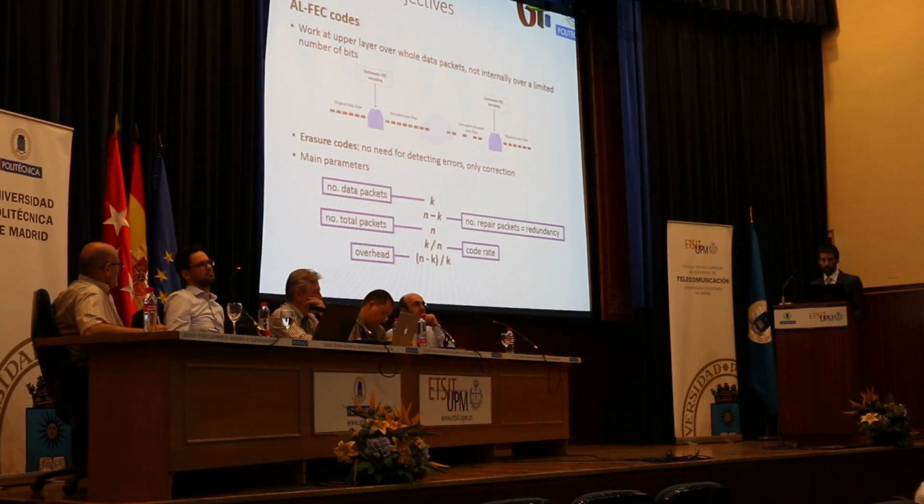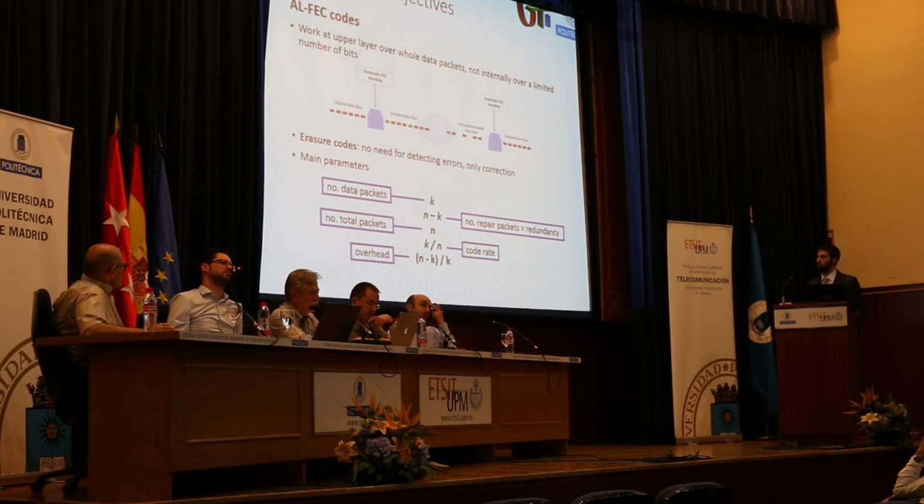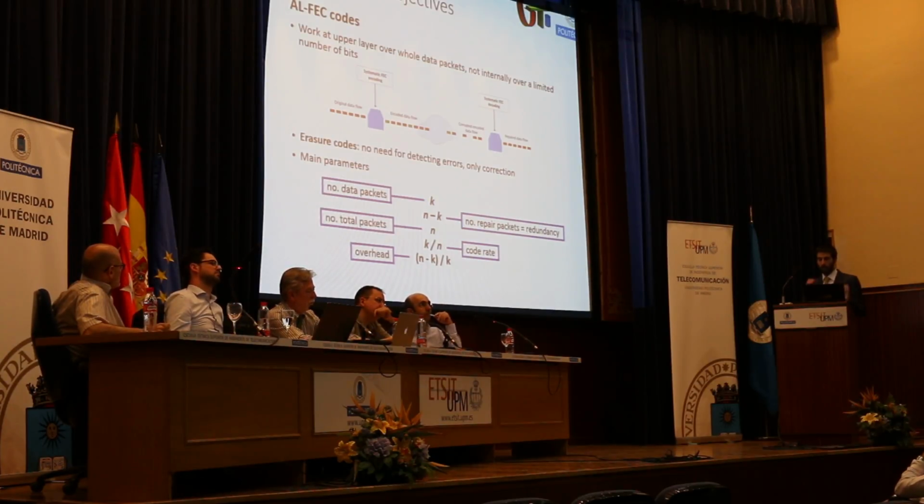The parameters of the FEC codes are the ones shown here: the number of data packets that are used at each step, the number of packets that are generated to protect those original packets, which is called the redundancy, the total number of packets that are sent to the network, and two more parameters that are used to measure how much redundancy is added.